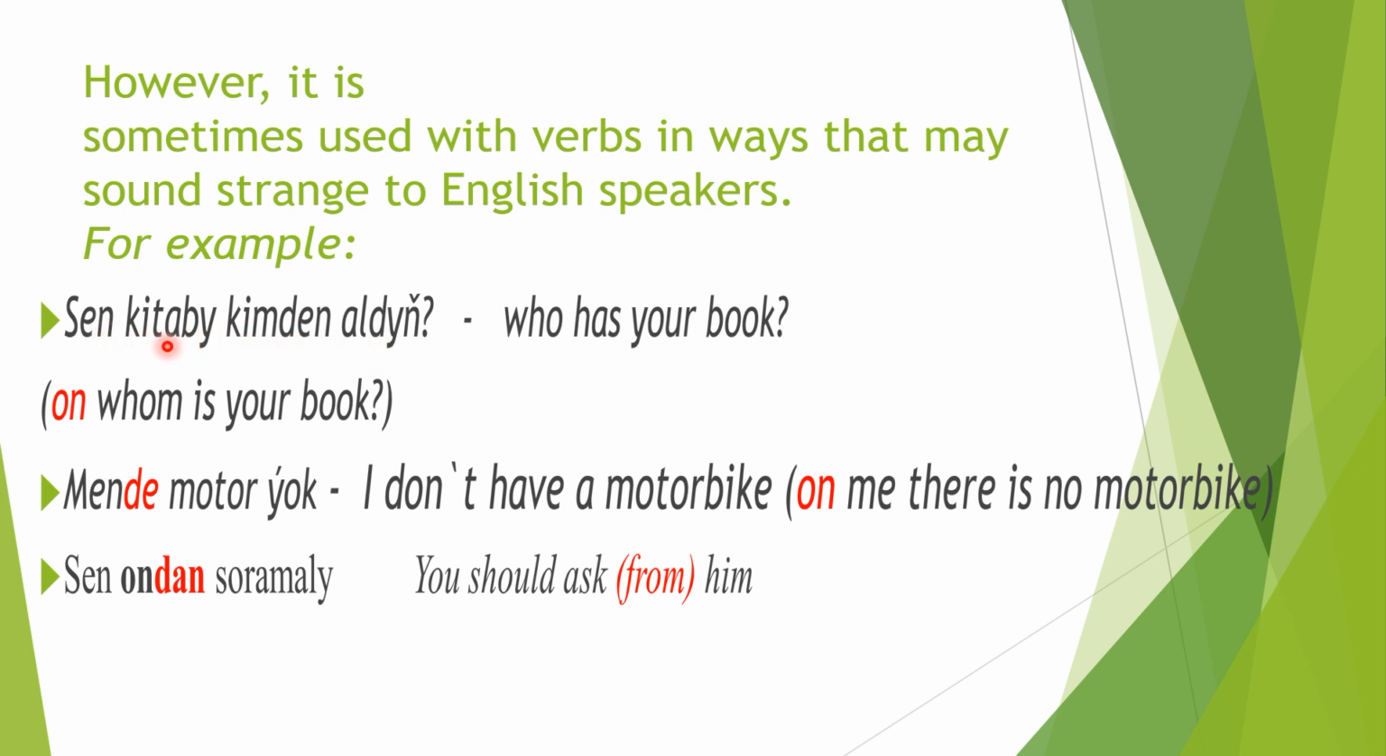Sen, you, kitap, book. Ýeniş düşüm, because we know which book we are talking about. Kim, who, den, from, aldın, you took. From whom you took your book, if we translate word by word. So, sen ondan sormalı. You should ask from him.